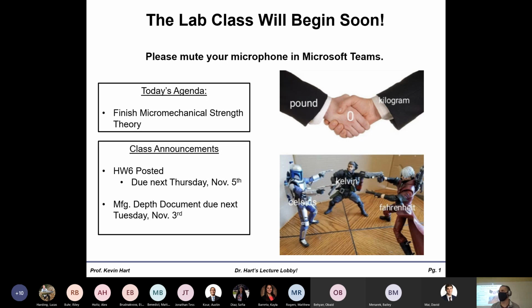I did post a new homework for you guys on this micromechanical strength theory as well as some of the transformation stuff for thin laminates that we talked about last time. So take a look at that and do that. That'll be due next Thursday. Also, a reminder, next Tuesday, you have your manufacturing depth document that is also due.